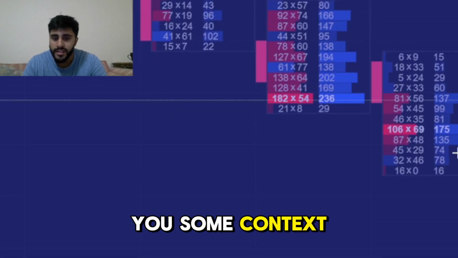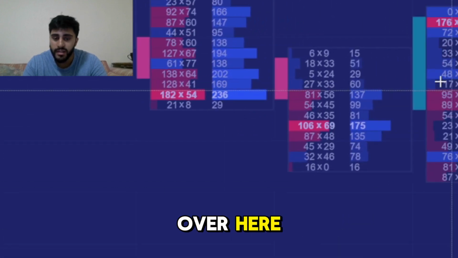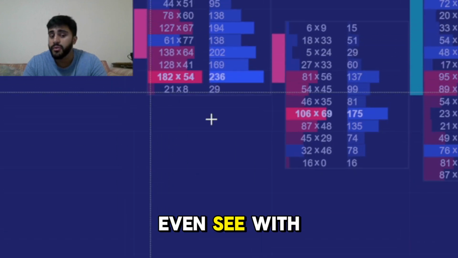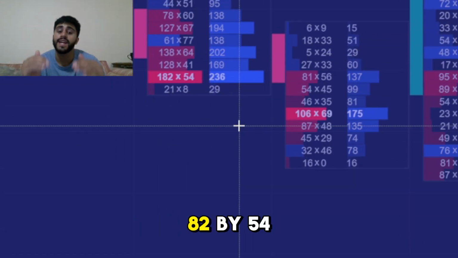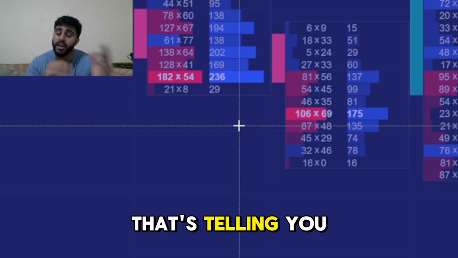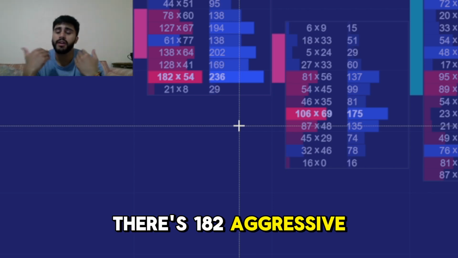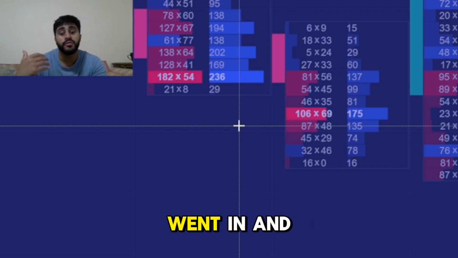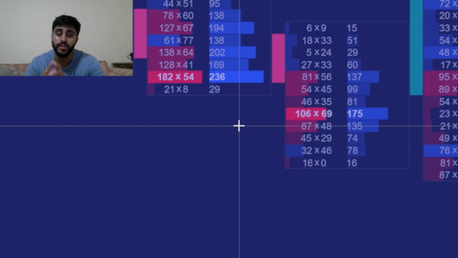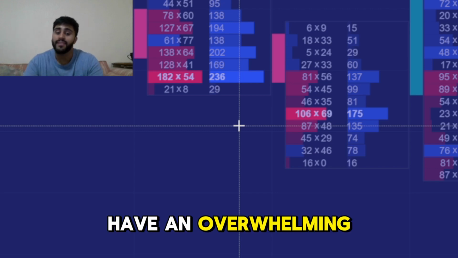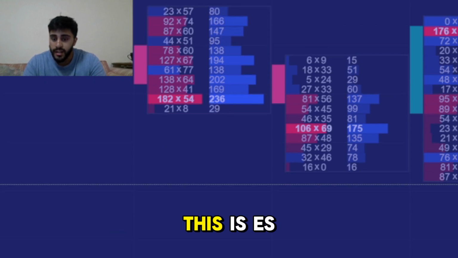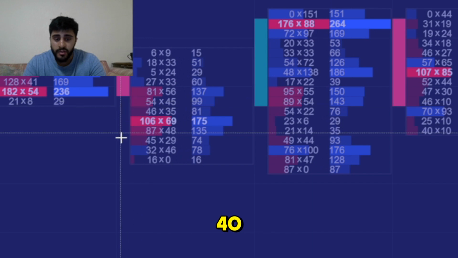So to give you some context, we've come into this demand area over here. And what we're seeing is primarily red delta, right? And you can even see with the numbers, you see 182 by 54. So that's telling you there's 182 aggressive sellers. There's 182 market participants who went in and attacked the bid, right? There's only 54 that attacked the ask. So this tells us that we have an overwhelming majority of aggressive selling at that particular price. This is ES at around 56.40.